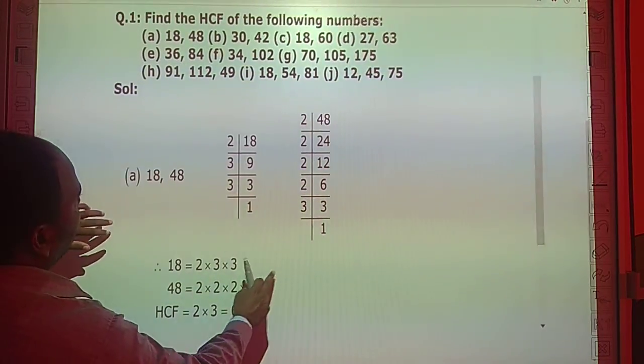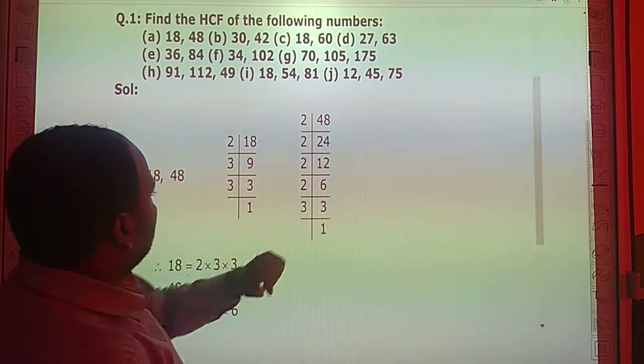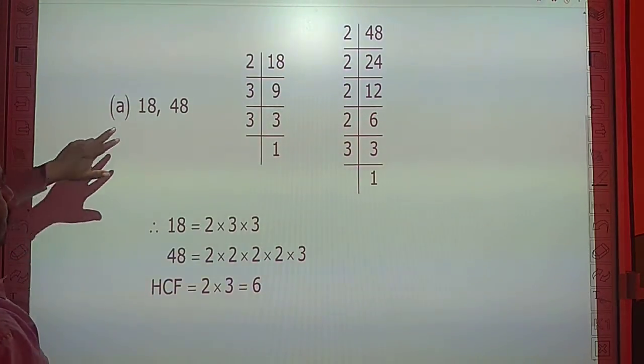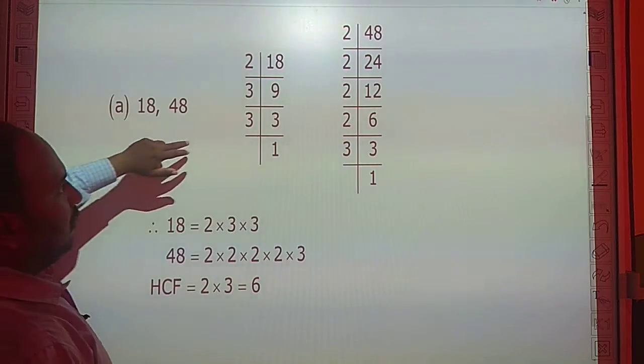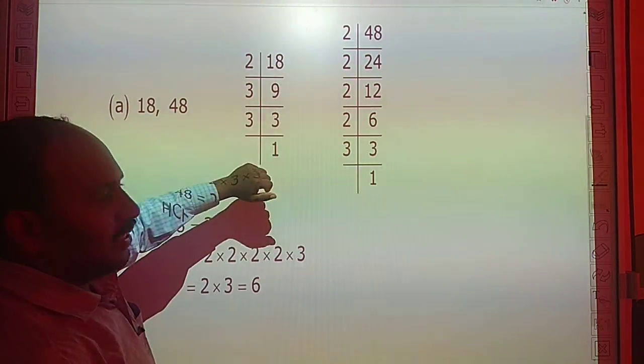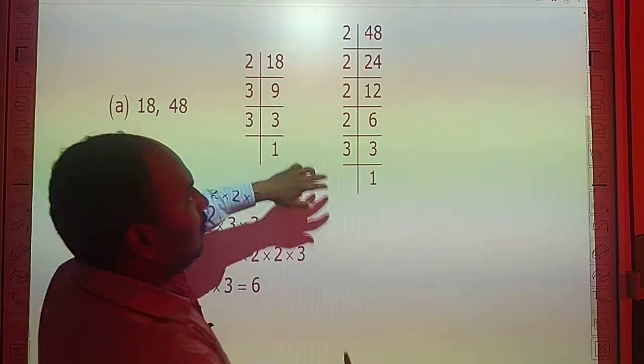Exercise 3.6. Find the HCF of the following numbers. Our question part A is 18, 48. 18 divided by 2 is 9. 9 divided by 3 is 3. 3 divided by 3 is 1.